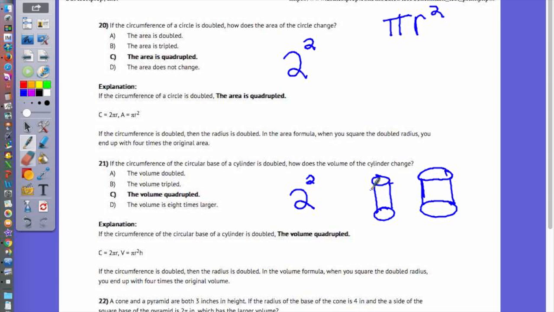The dimension of the circle got doubled. So you're still only using an exponent of 2. Only 2 of the dimensions are getting doubled. So you still have that the volume is getting quadrupled. Do you understand 20 and 21?